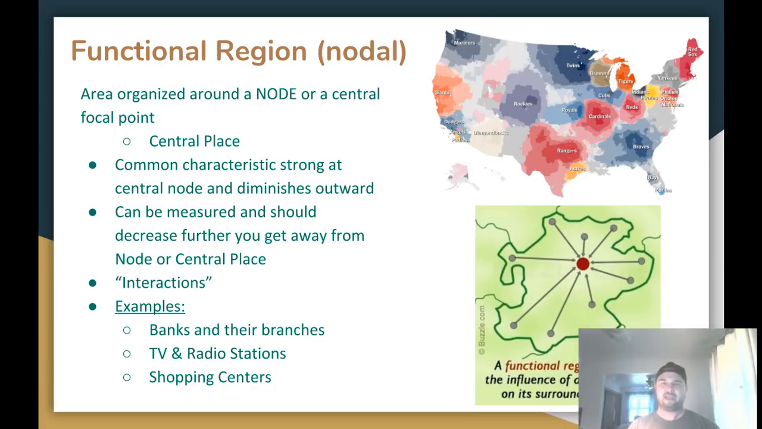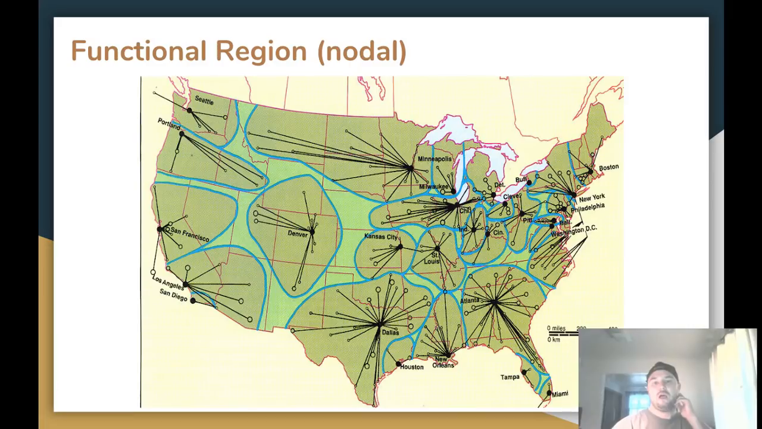A big bank is going to have their branches all around those small towns, but the further you get away, some other node is going to take over with those small places, and the closer you get to that other node, you're going to get eventually to the bigger branches of that bank. So this is more of an interaction. You're going to have more interaction with the radio station if you're close to that tower. The further you get away, you're going to have less interaction, but you're going to start having more interaction with another radio station.